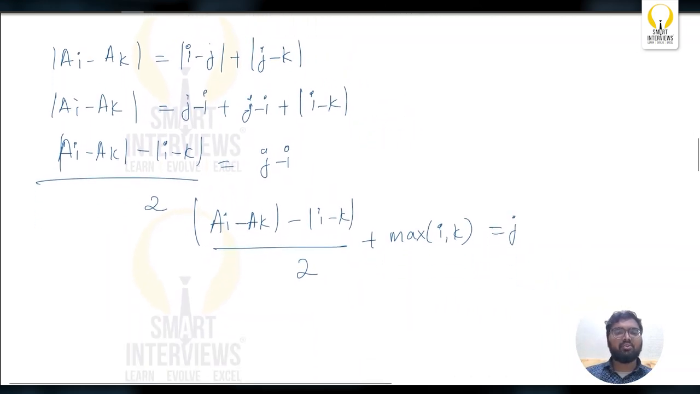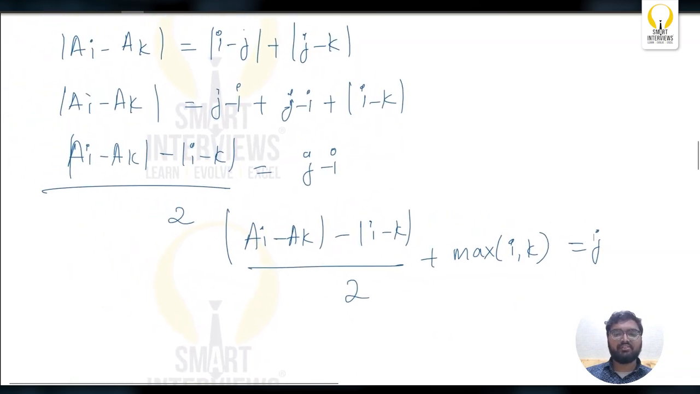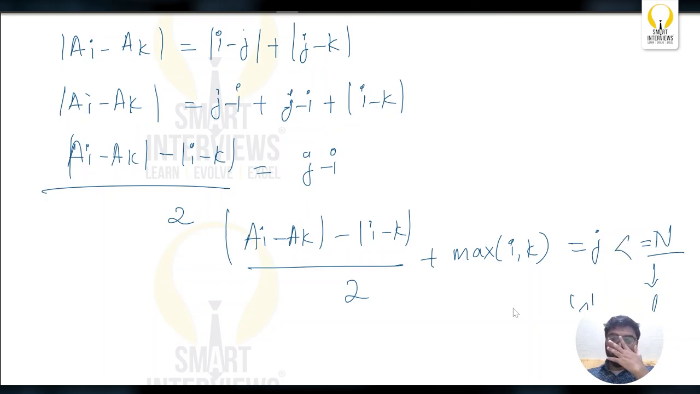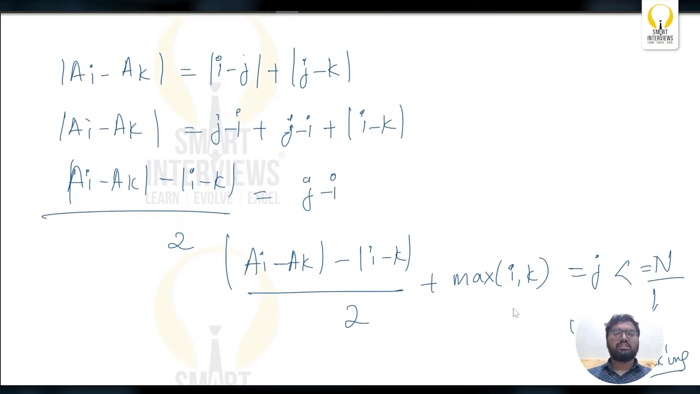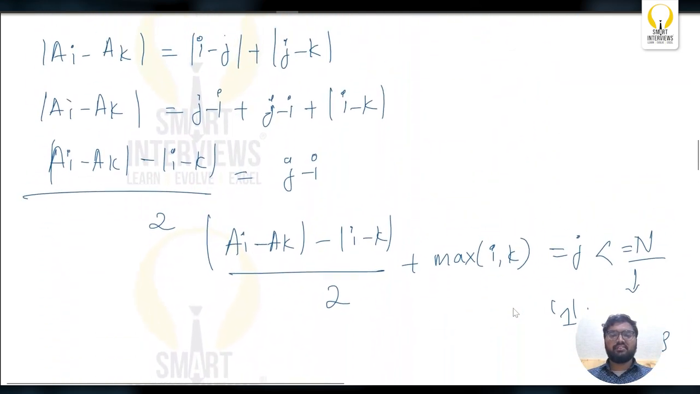Yep, I hope everyone is clear with this. So this is another case, and it should be less than or equals to n if we consider one based indexing. If it is zero based indexing, it should be less than or equals to n minus 1. So this is all about the explanation for these three cases.